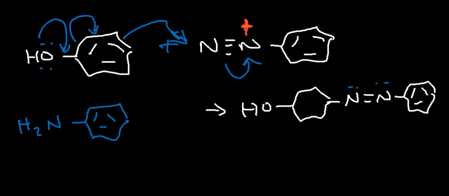So now we have two lone pairs. And we have a double bond here, another double bond. This oxygen now has a positive charge and one lone pair. And there's still a hydrogen here. So now we've got to remove the hydrogen.